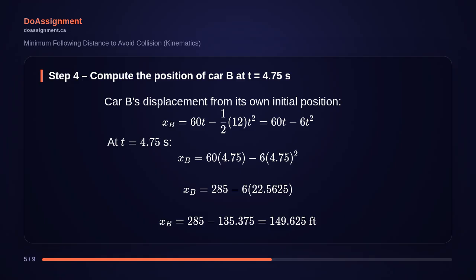Now let's compute how far car B has traveled from its starting point by t equals 4.75 seconds. Using the kinematic equation, car B travels 285 minus 135.375, which equals 149.625 feet.